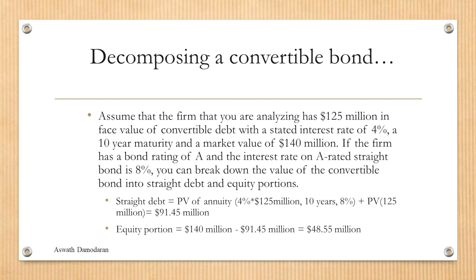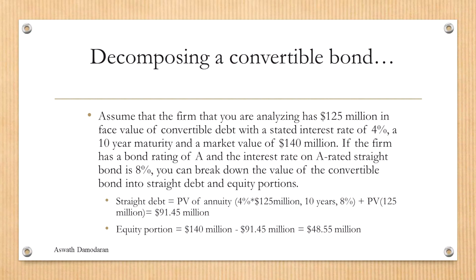So if the company has a bond rating of A and the interest rate on an A-rated bond is 8%, which is the yield to maturity or required rate of return or cost of debt, then we can break down the value of the convertible bond into two parts: the straight debt value as well as the option equity value. In order to calculate the debt value, we look at the present value of this debt.